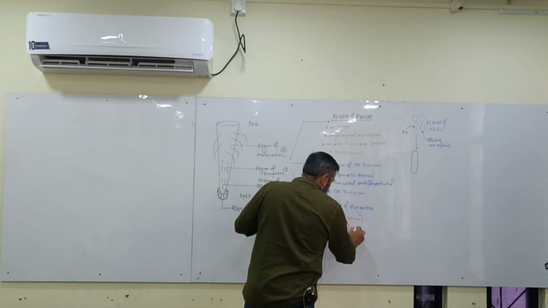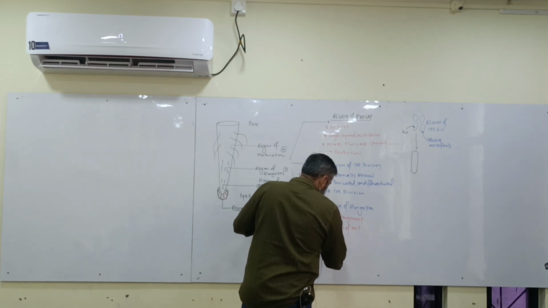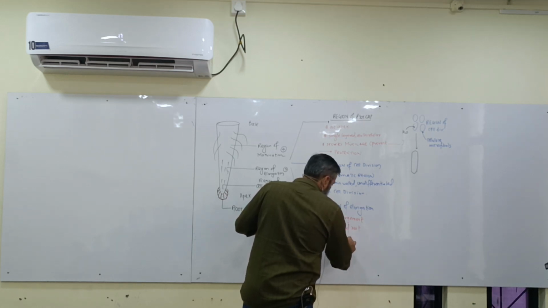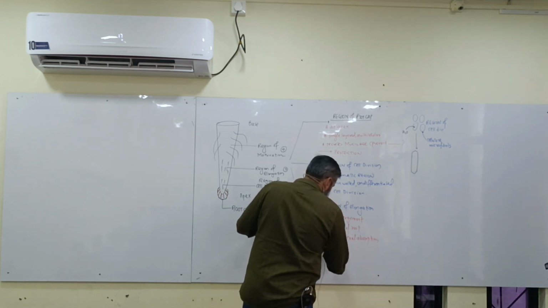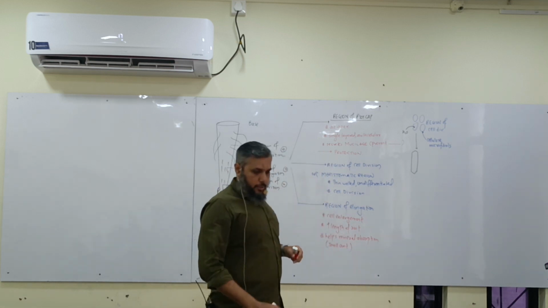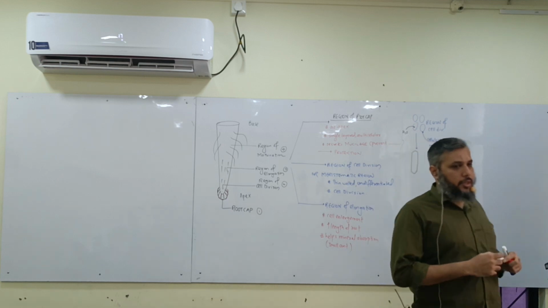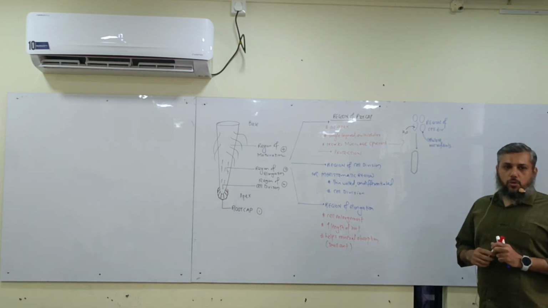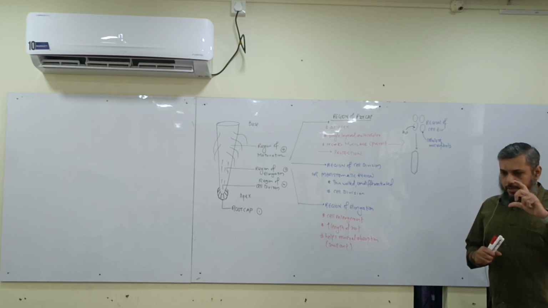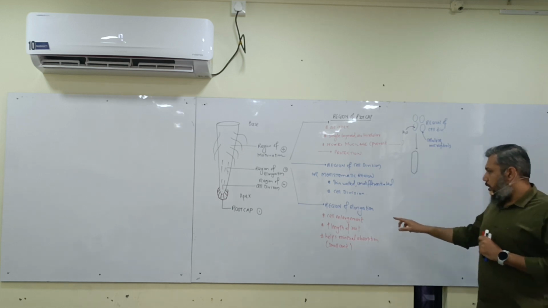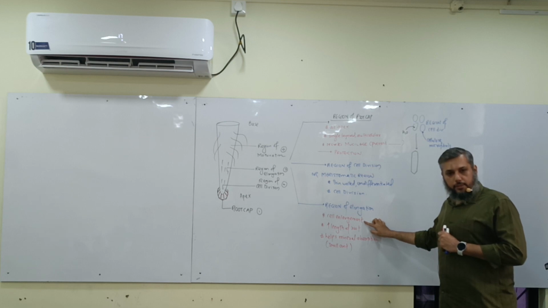and it also helps in mineral absorption. A small amount of mineral absorption. Okay? Did you get the third region, everybody? And what is the region called? Region of elongation, where the cells increase in their size. Okay? That is why it is called elongation or enlargement.